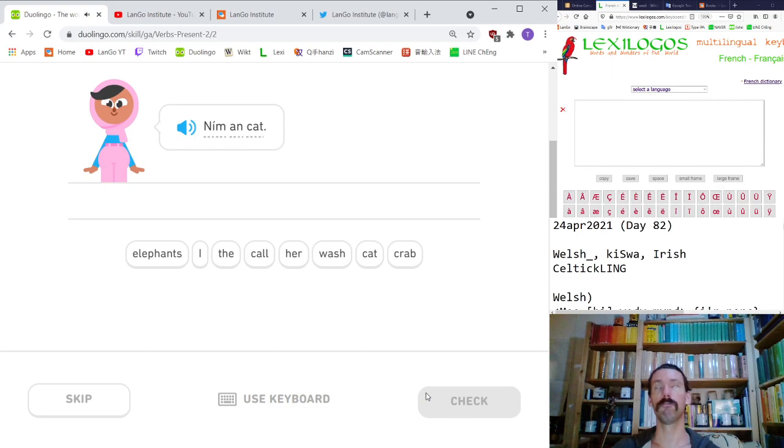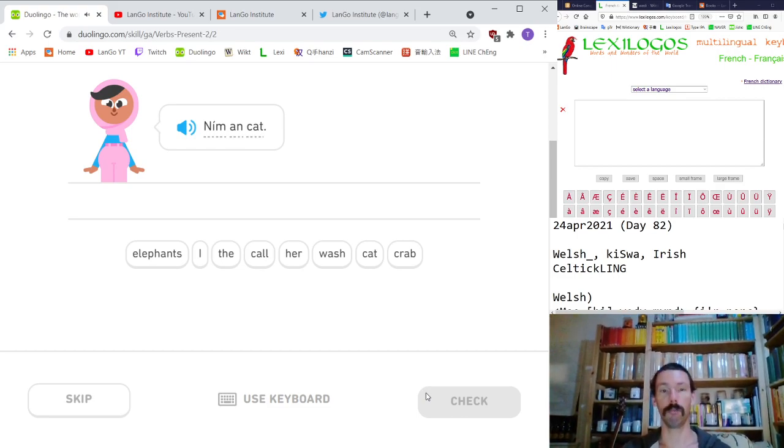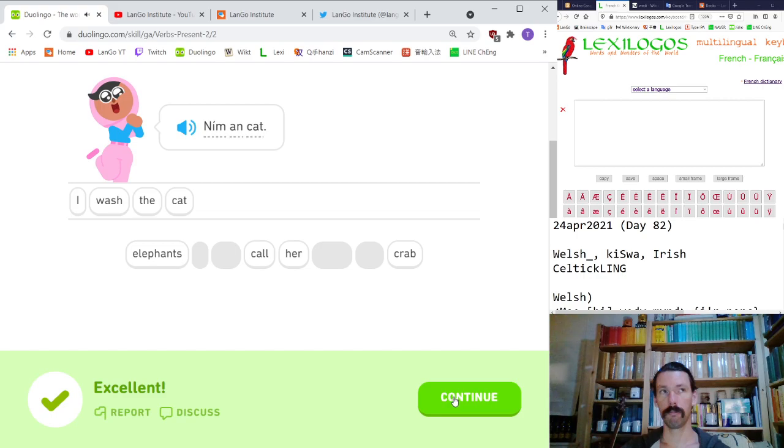Nigh mé an cat. Okay, I'm not. Nigh. Wash. Okay. Nigh mé an cat, the cat. So what's the other form going to be? The local. Oh, the answer in writing. Nigh mé an cat. I wash the cat.